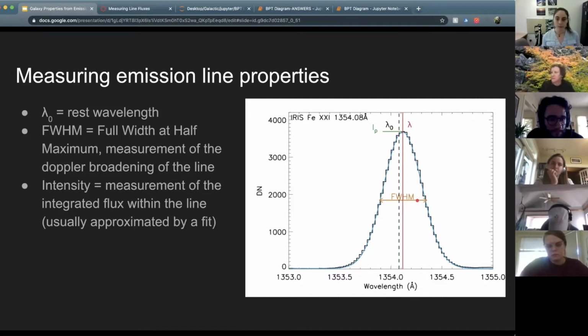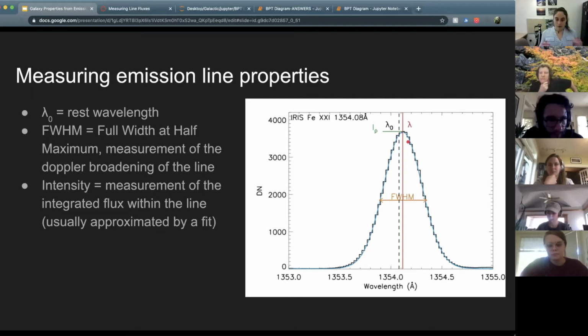The last thing that you'll typically see measured from emission lines is the intensity, which is going to be the integrated flux underneath the emission line. And this is typically, instead of actually measuring all of the flux values and adding them up, done by fitting a Gaussian and then integrating underneath the Gaussian, because that's going to take out any noise in your observations, and the Gaussian is what we expect to see anyways. So we can get the full intensity of a line by fitting a Gaussian and integrating underneath that Gaussian curve.